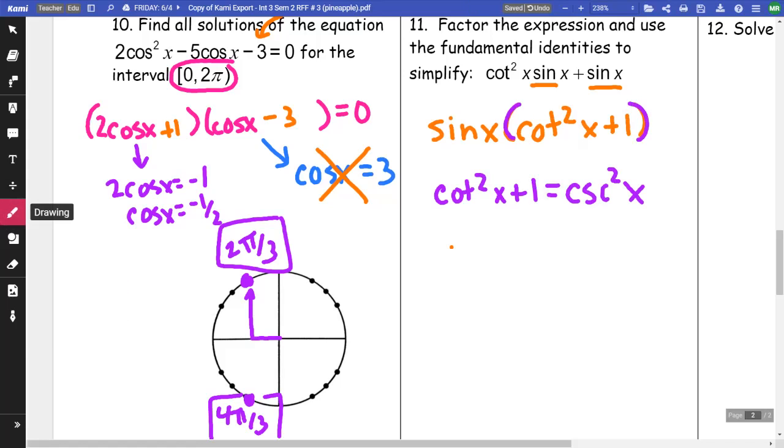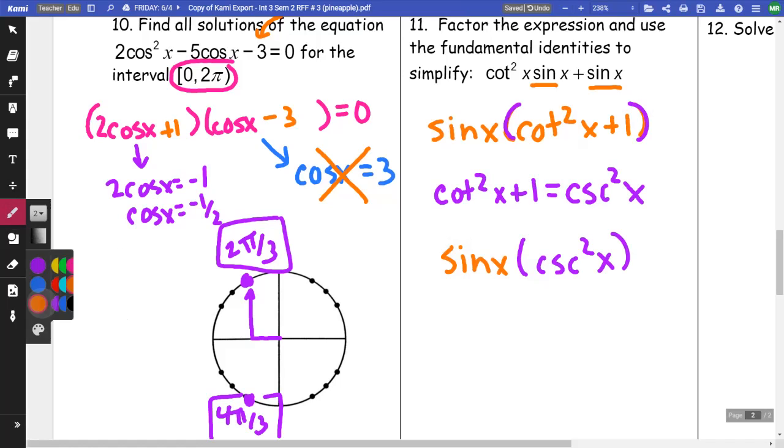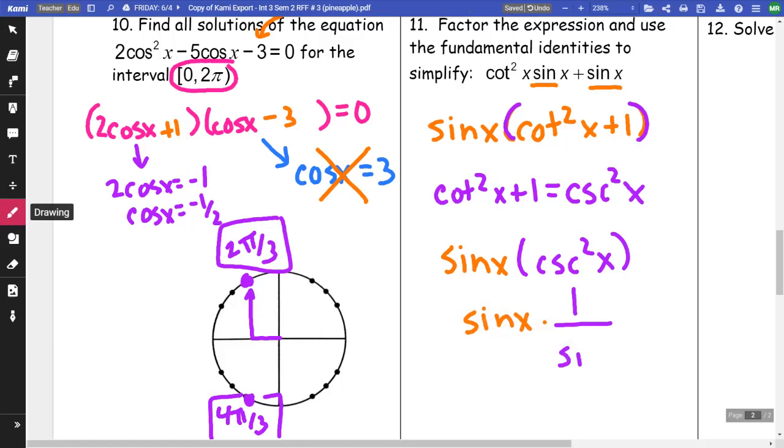So I am going to get sine x times cosecant squared x, and sine x is sine x, and cosecant squared x is going to be 1 over sine squared x. So what's going to happen is I am going to have a sine x over sine squared x.